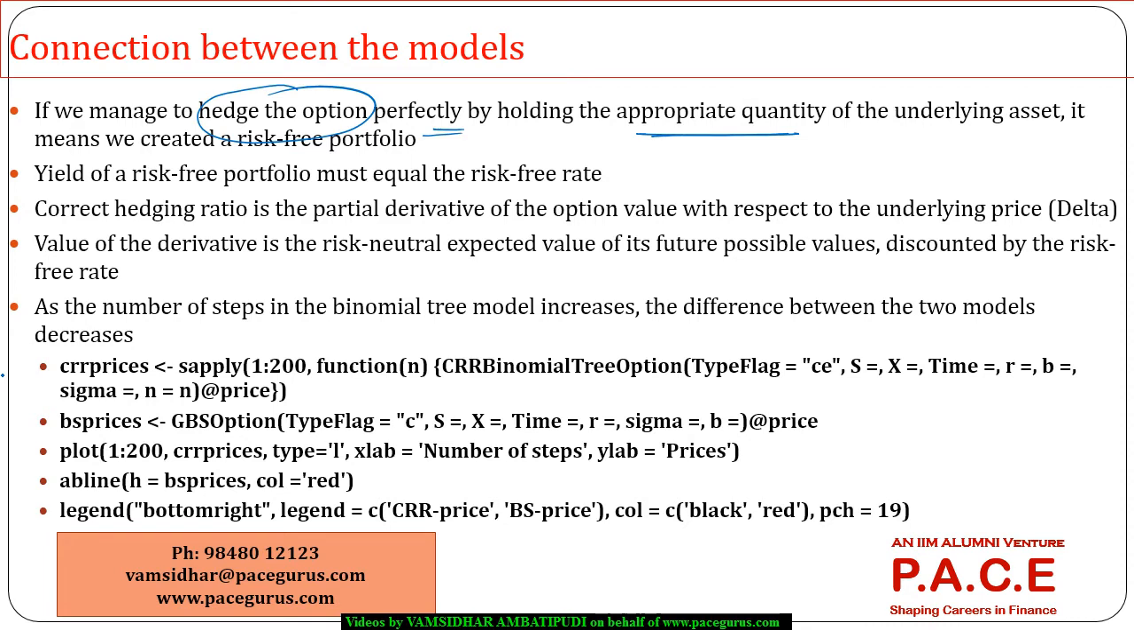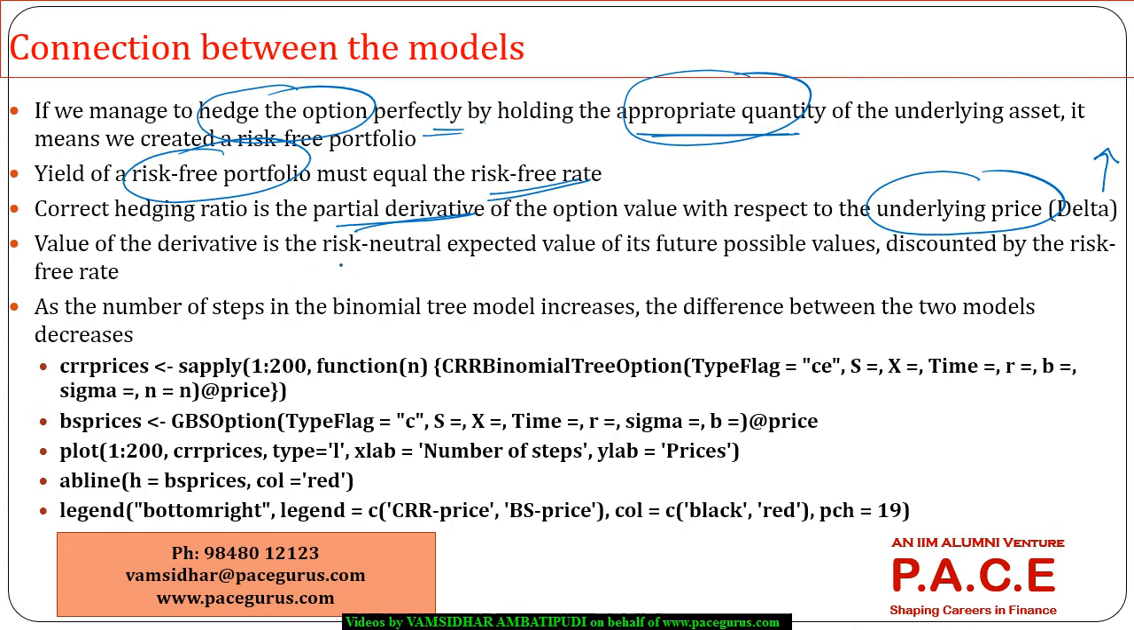Right, I want to hedge the option means I want to hedge the uncertainty associated with the option means I am holding an appropriate quantity of the underlying asset. And in that case, the yield of the risk-free portfolio, which is a risk-free portfolio altogether, should be a risk-free rate of return itself. And what should be the appropriate quantity of the underlying asset? That is typically measured as the partial derivative of the change in the option value with respect to the underlying price, which is otherwise called delta, which we would be seeing under the heading of Greeks.